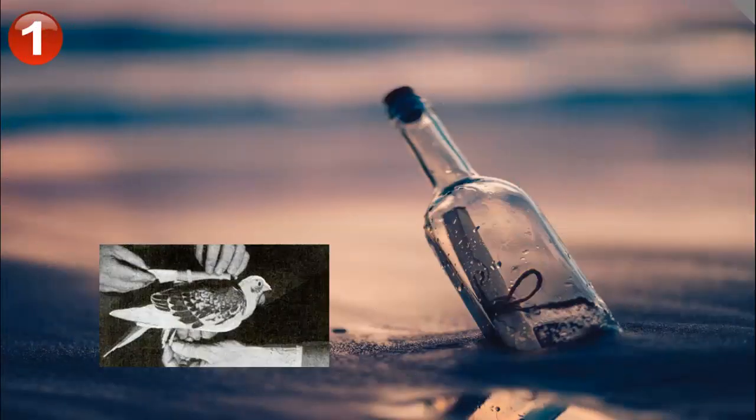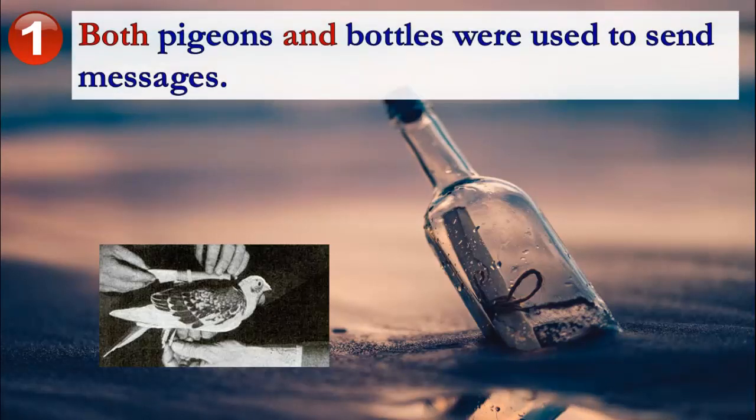Now let's read the answers together. The first one here, we speak about pigeons and bottles. So we have two different things. So it's going to be what here? Both pigeons and bottles. And as we have said, it's a plural form. So where? Because we speak about past events, used to send messages. So both pigeons and bottles were used to send messages. So this is our sentence. We are going to do it like this.